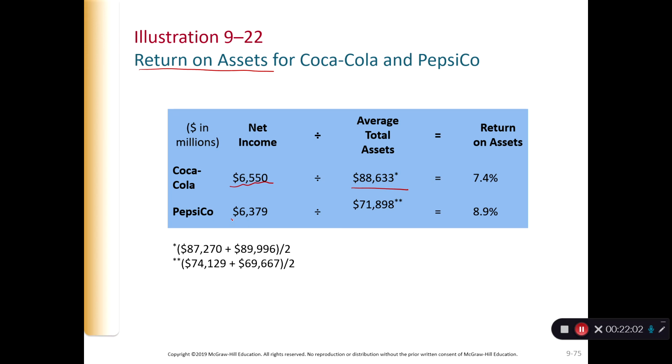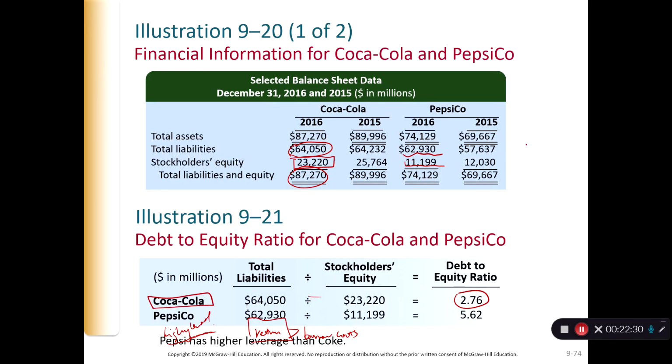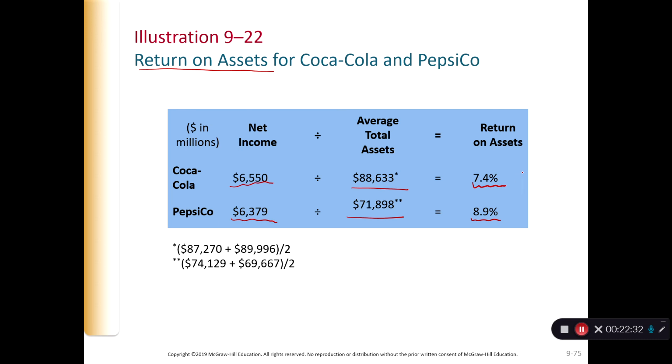The Pepsi return on asset will be net income dividing average asset. The average asset, remember, is the beginning asset plus ending asset dividing 2. So Coca-Cola's rate of return is 7.4 and Pepsi is 8.9. So for both companies, the return on asset exceeds the cost of borrowing, right? For example, the cost of borrowing for each company is 4%.